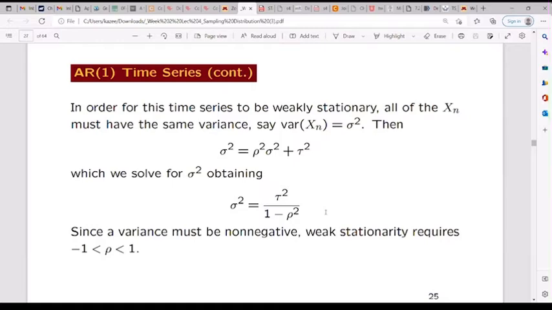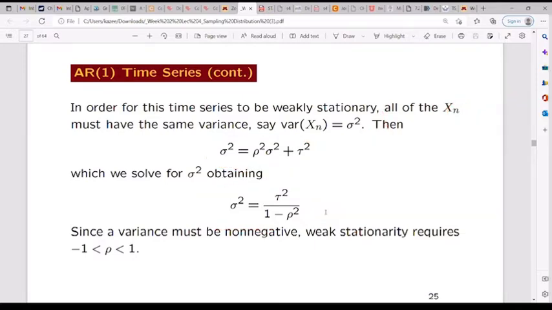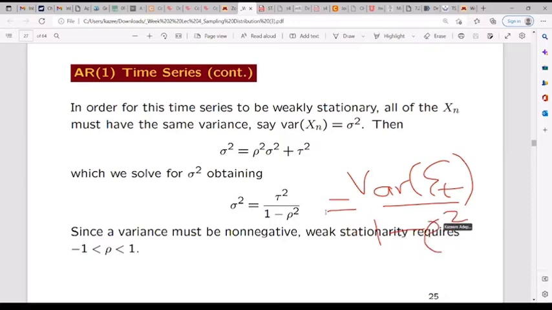Take a look at that now. You can now solve for sigma squared. Just solve for sigma squared, and you're basically going to have that. Now sigma squared is equal to the variance of the error divided by 1 minus rho squared. This is the variance of Xn that we just talked about, and this is the same thing as gamma 0.